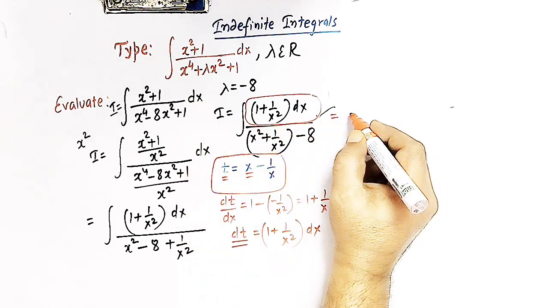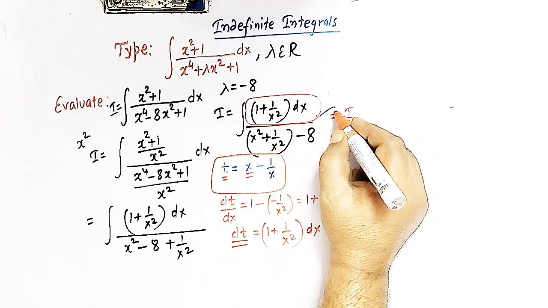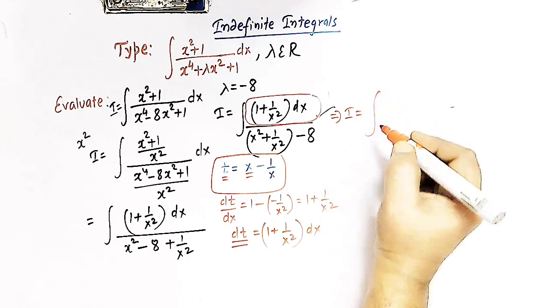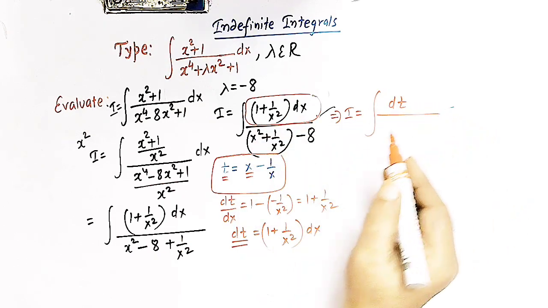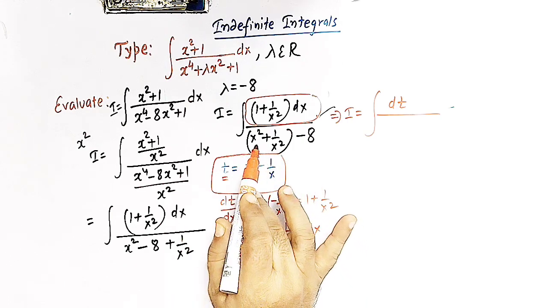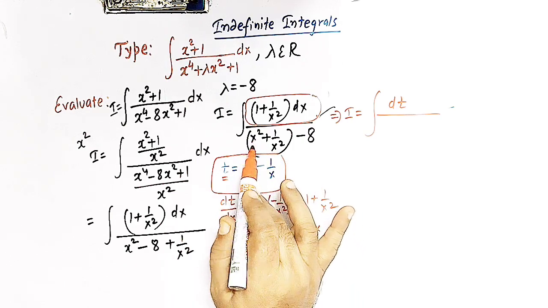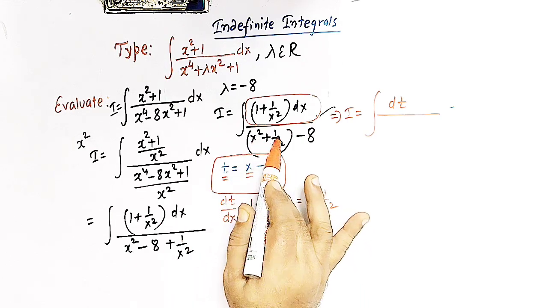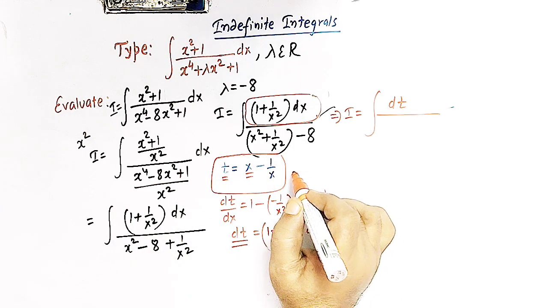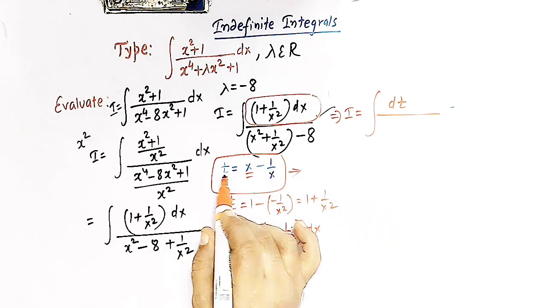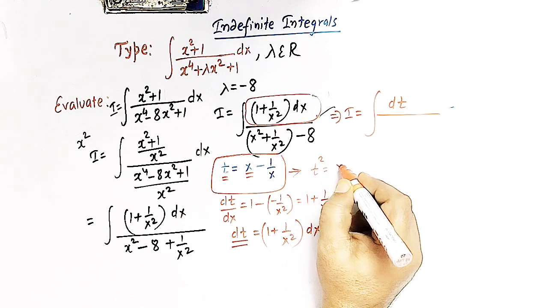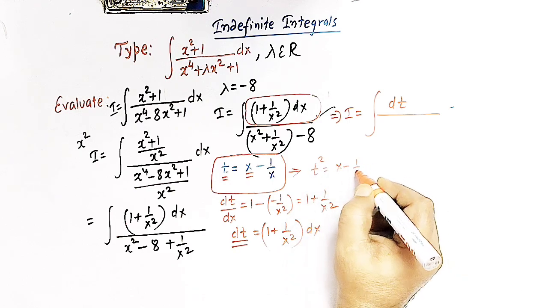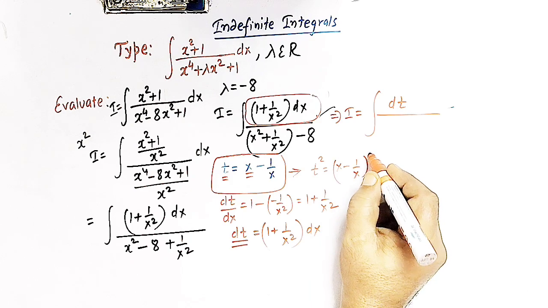So now this integral I is equal to the integral of dt, and now let us take care of the denominator. In the denominator we have x square plus 1 over x square. So what we will do is take the square of both sides. Here we have t square, and here we have (x minus 1 over x) whole square.